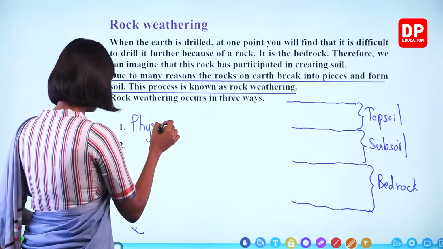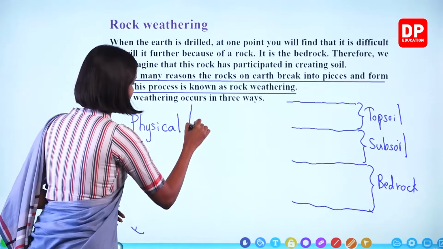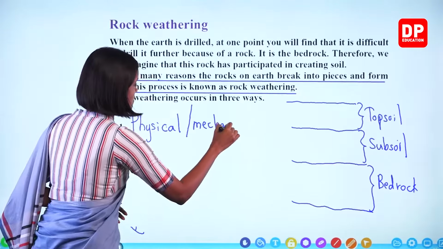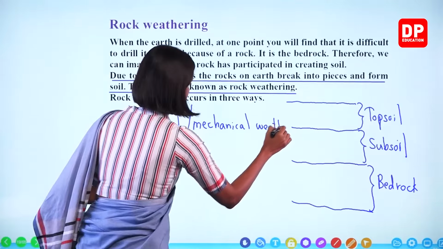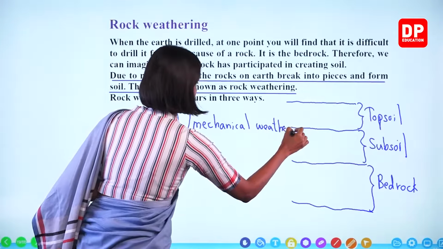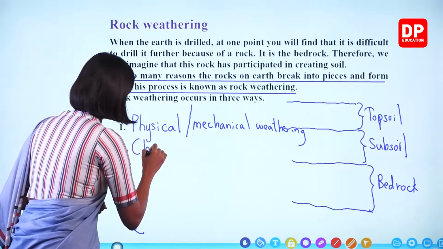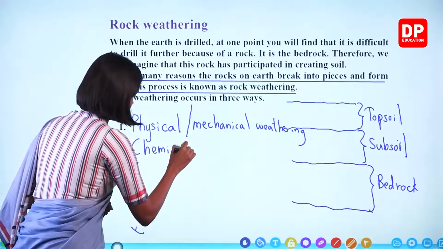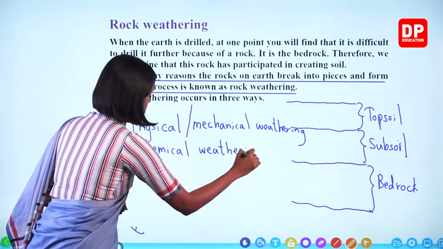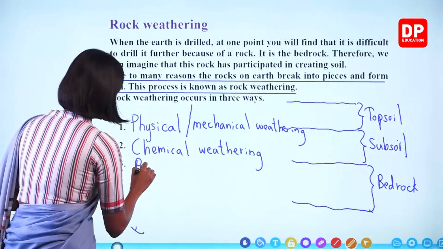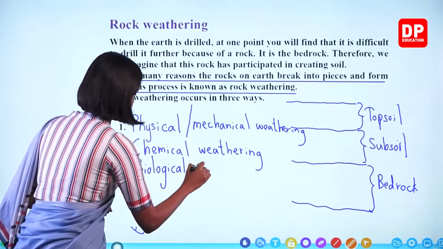Right? Physical or mechanical weathering. Right, children? Number 2, chemical weathering. Number 3, biological weathering.